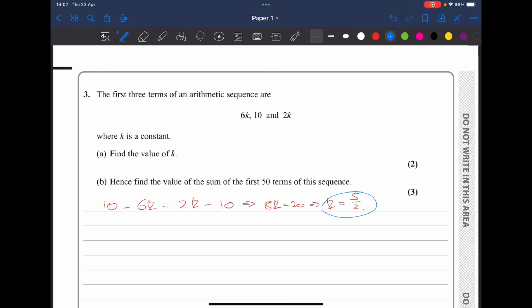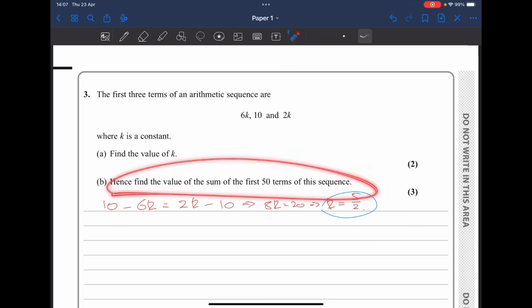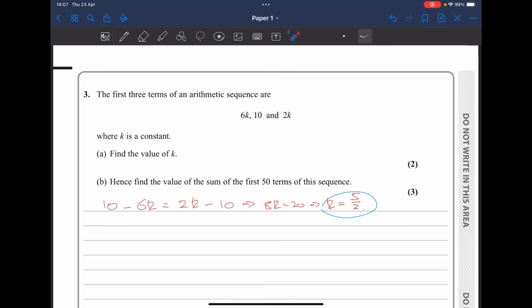That all looks good. It's probably worth just getting the numbers straight away. You'll most likely need them anyway, the next bit. But yeah, probably worth looking in there, at least for the first one. So down here, we need to find the value of the sum of the first 50. So what we're going to need for that is the first term. So 6k when k is 5 over 2. So half of 6 is 3, times the 5 is 15. This is a 10. So what we have, the difference in it is negative 5. So we've got a is 15, and the d is negative 5.